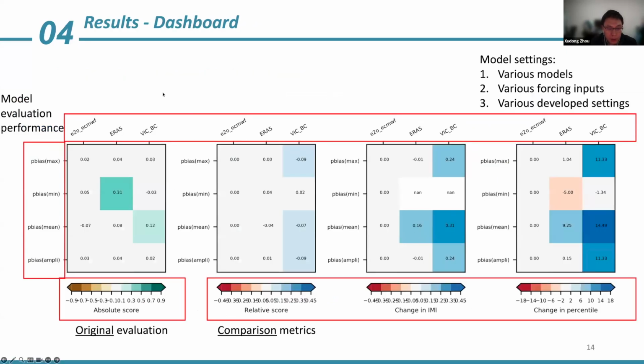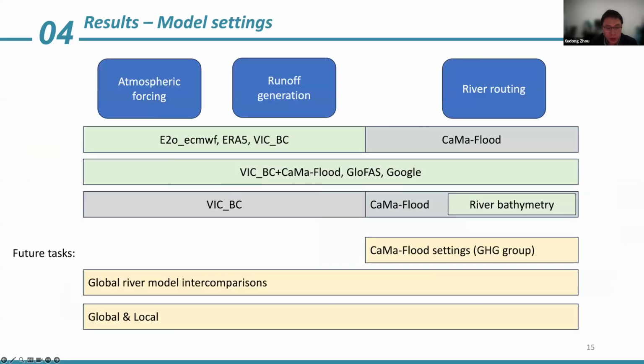And then for the visualization, we have developed a very simple graph. Okay, the most left one is the baseline, and the right part is the model which is to be compared. If the color is blue, then the model is better than the benchmark, and if the color is red, the model is worse than the benchmark.